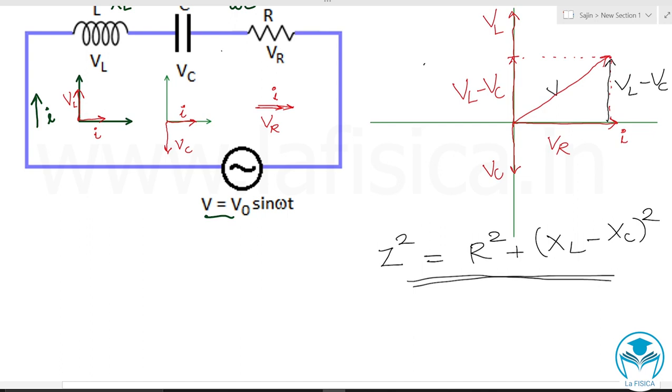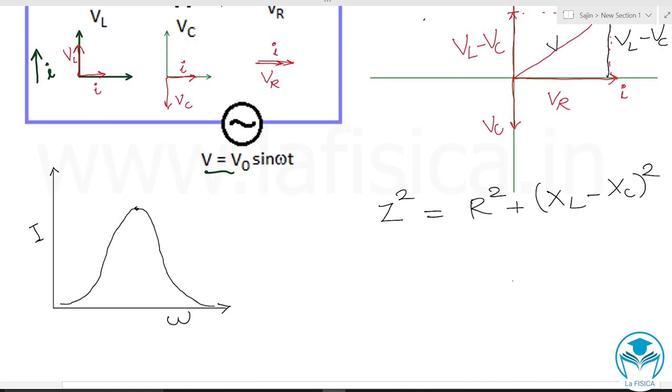How do we get maximum current? If we plot omega versus current, the current will be maximum at a particular frequency. This is called the resonance frequency. How do we find the omega for maximum current? The maximum current will be when the impedance is minimum. Here we have already found Z square is equal to R square plus (XL minus XC) whole square. What happens if XL equals XC? Then the impedance will be minimum. Then Z is equal to R.